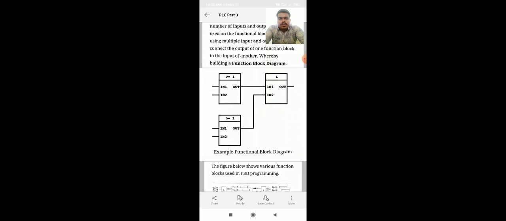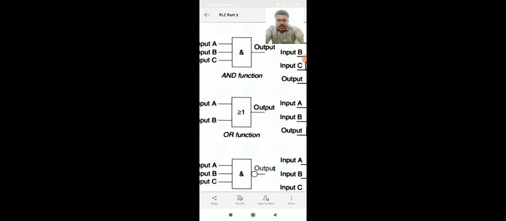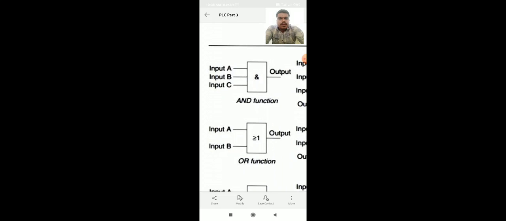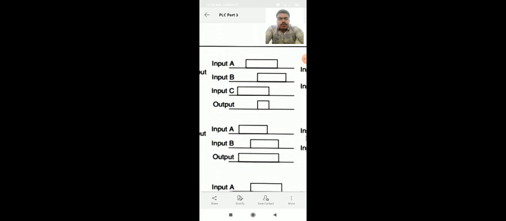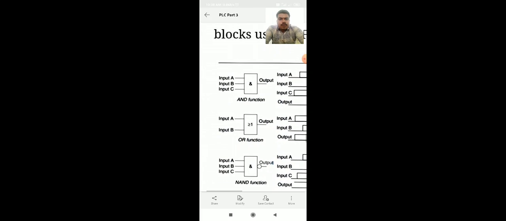Many inputs and one output are there, then we can use many separate inputs, and the output of another input output module is connected as an input to another block. So there are many blocks, see here. It is an AND function. AND function is for multiplication purposes. Inputs A, B, C are taken and denoted by this, and output is taken. This is the pulse diagram.